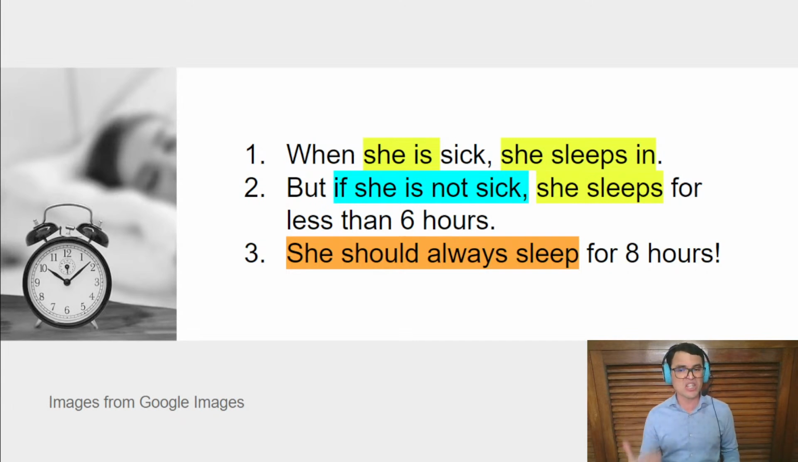Number three, she should always sleep for 8 hours. Subject she, should, modal verb. Then you have a frequency adverb between the modal verb and the verb. Always. And then you have a verb in base form. Remember, every time that you're using a modal verb like should, you don't have to use a verb in a conjugated form. No, it's in base form, in dictionary form.